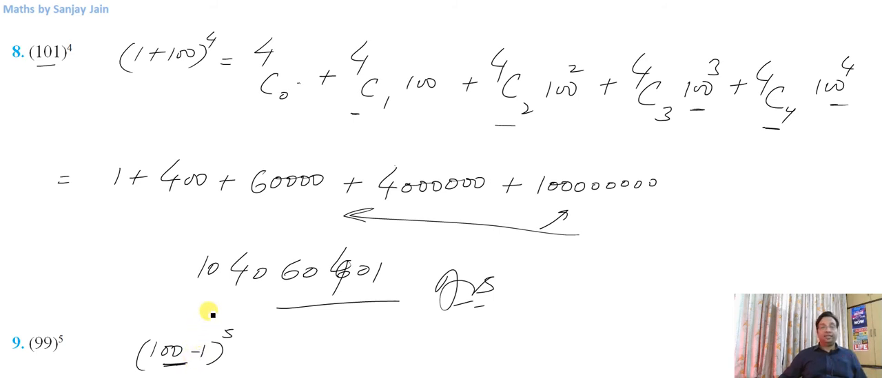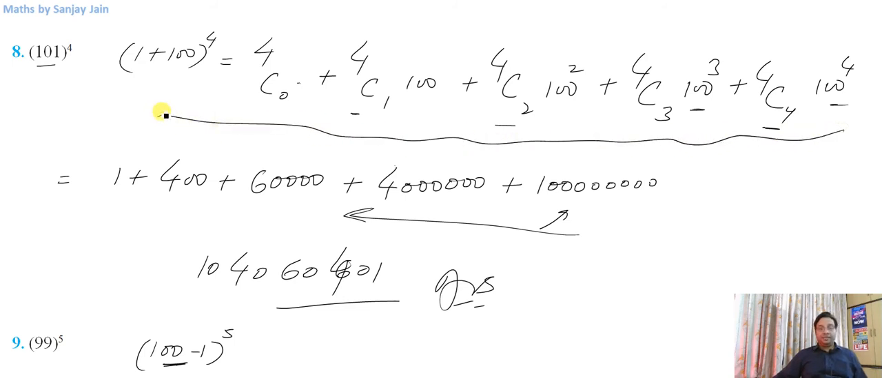So can I, without expanding it from this, guess my answer? Look at the first term. What will be the first term? NC0. This will have 5 zeros. No, there is a difference. This was raised to 4th power. This is raised to 5th power. So let us do it separately.